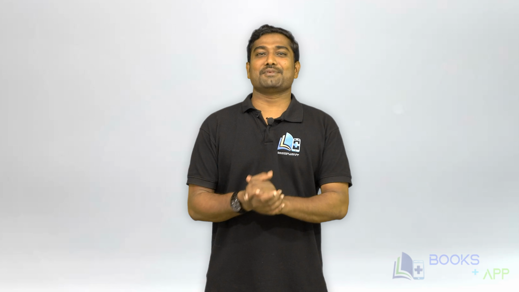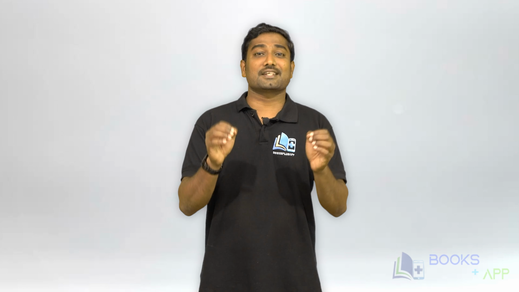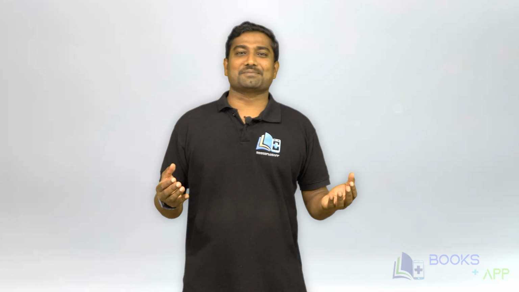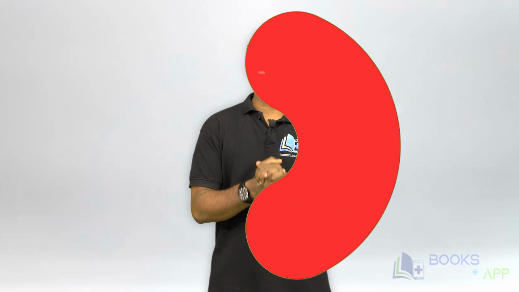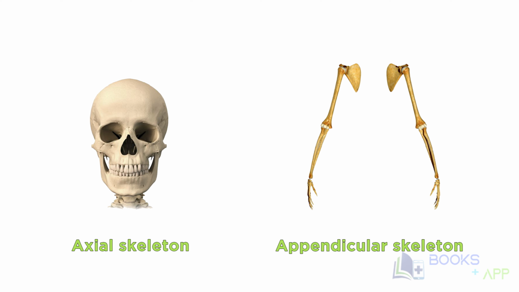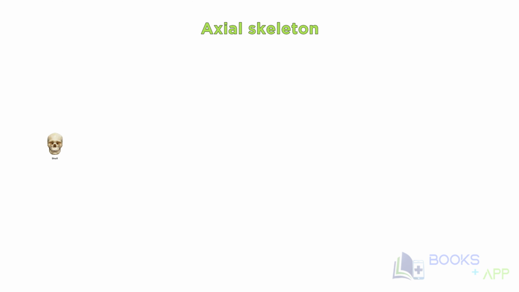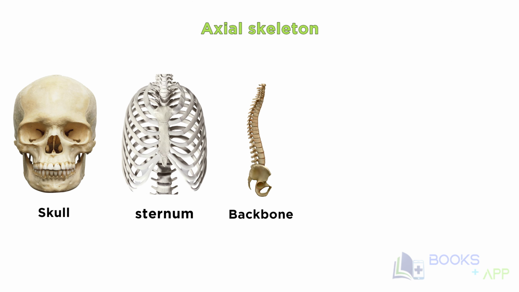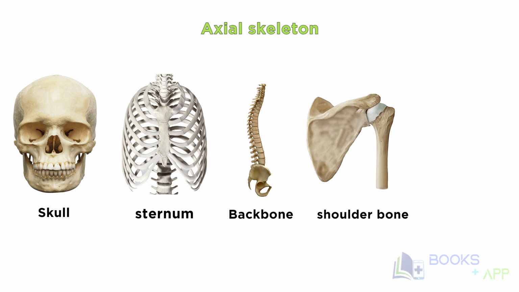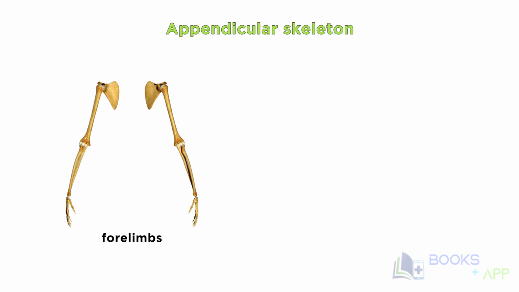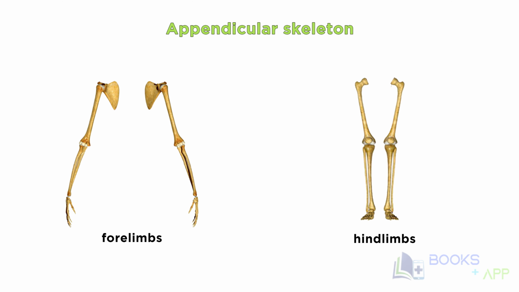Every adult individual contains 206 bones in their skeletal system. Our skeletal system can be broadly classified into two: axial skeleton and the appendicular skeleton. The axial skeleton includes our skull, sternum, backbone, our shoulder bone, our hip bones, whereas our appendicular skeleton involves our limbs, forelimbs and the hind limbs.